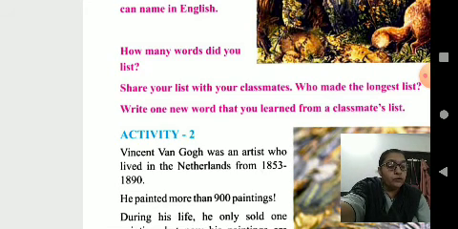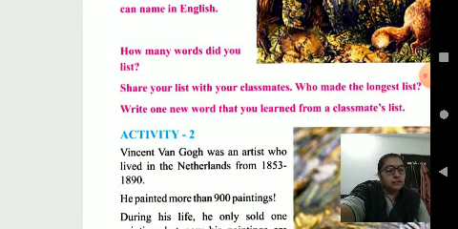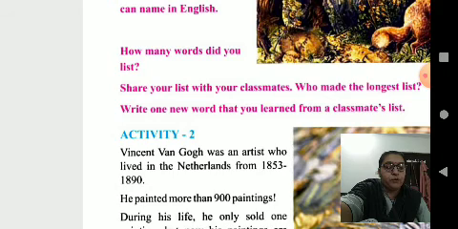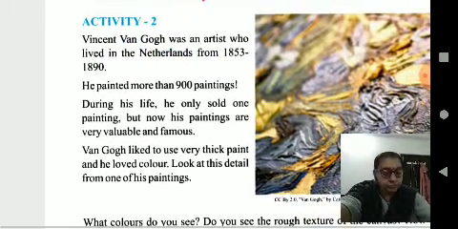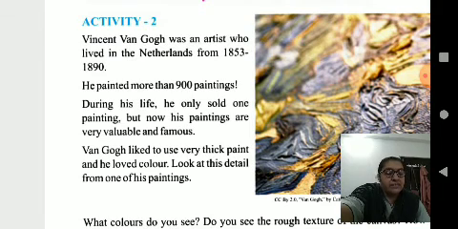How many words did you list? The names of the things that we see in this picture are as follows: trunk, fox, birds, bushes, woods, pigeons, bridled, tree, rocks, undergrowth, branches, elusive. How many words did you list? I listed almost 12 words. Share your list with your classmates. So I have shared my list with my classmates and we have to write their names. Now we go on.